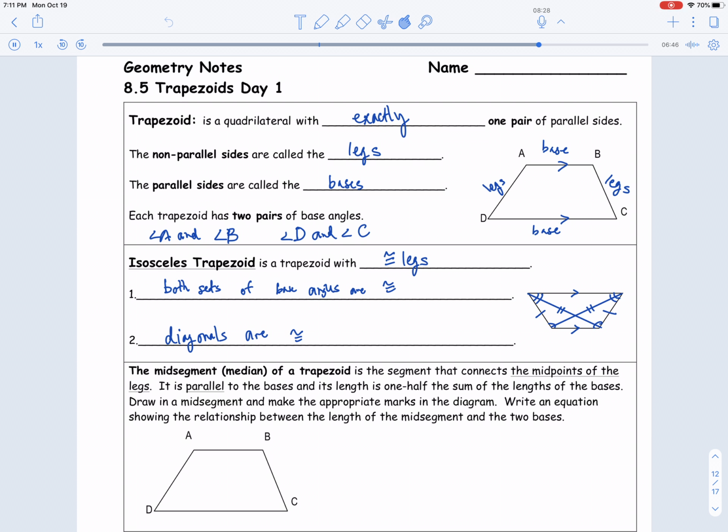Alright, a final segment or part of the trapezoid that we will usually talk about is the midsegment. And also, we've talked about a midsegment for a triangle before. So just like before, a midsegment is formed by connecting the midpoints of the legs. Okay? And it is parallel to the bases. So these are the midpoints. You can mark that with these tick marks. And I will connect the two midpoints to create our midsegment.